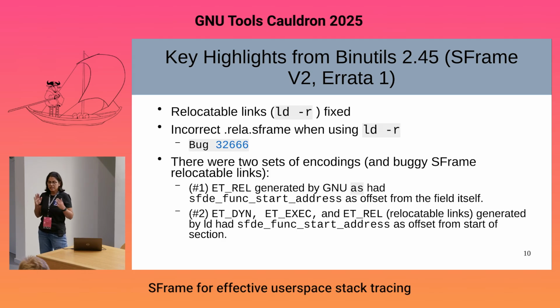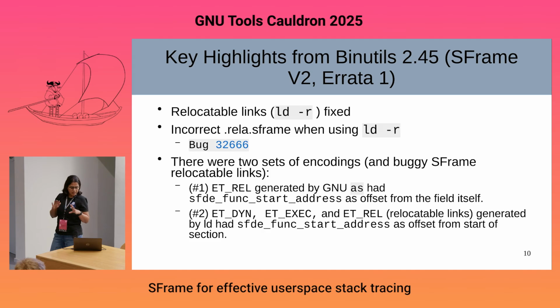Relocatable links: if some of you were impacted by this, it was noticed when building kernel modules. The linker was doing something too smart. It was encoding these data items as offsets from the section start, whereas the linker should be doing it right by encoding that data as the offset from the field itself to the text.